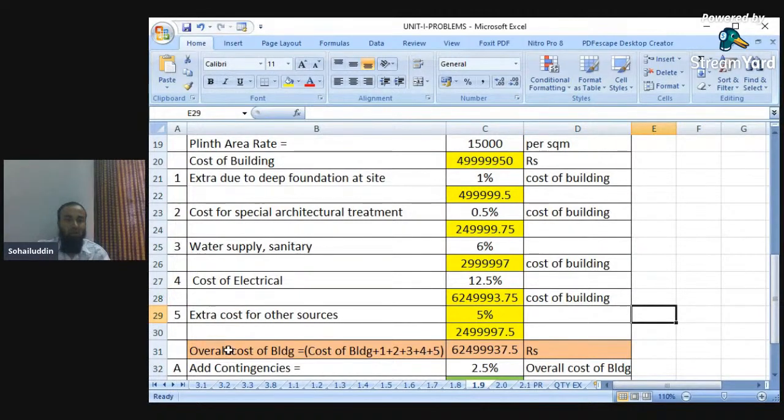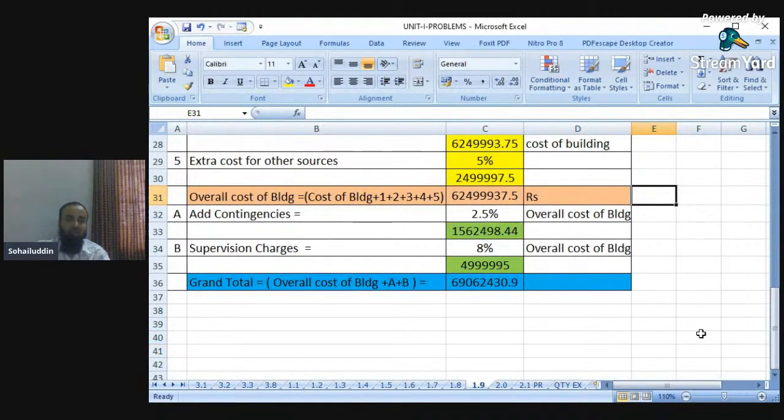Next, the overall cost is nothing but the cost of building plus the addition of all these 5 heads. That is the overall cost of the building. Again, 2.5% is taken for contingencies and 8% is taken for supervision charges. Again, the addition, this green color, comes about this. And the grand total cost is nothing but the overall cost of the building plus contingencies plus supervision charges. Why? Because it is from the overall cost of the building. The overall cost plus contingencies plus supervision charges comes about this.